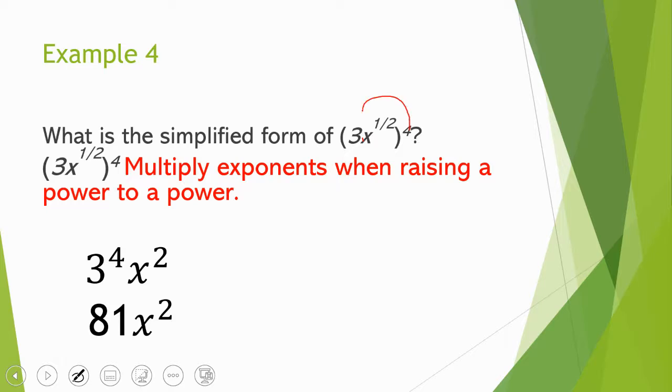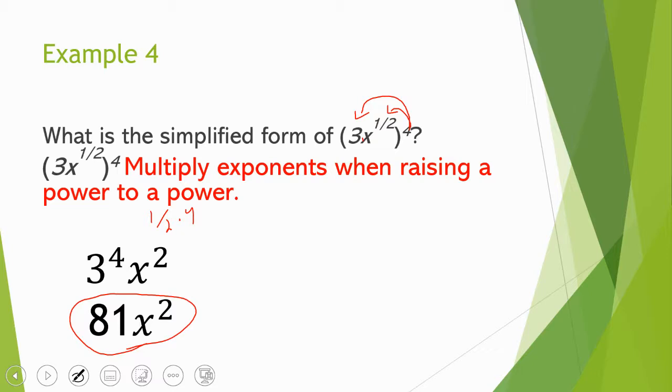This is what I call the distributive property of exponents. We're going to bring the 4 to both parts. That means we're doing 3 to the 4th power, and then really 4 times 1/2 for the x to the 1/2 power and to the 4th power. So 3 to the 4th power gives us 81, and 1/2 times 4 gets me the 2. So 81x squared is the simplified form. It's as far as that particular problem will go.